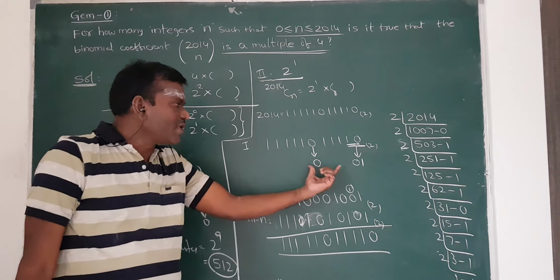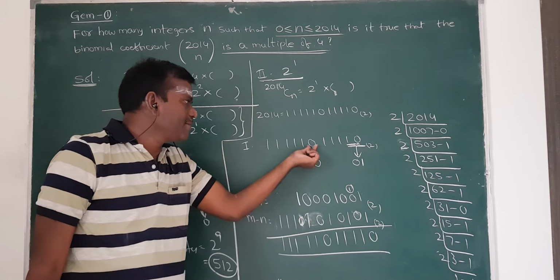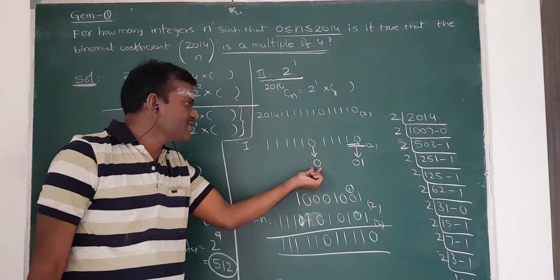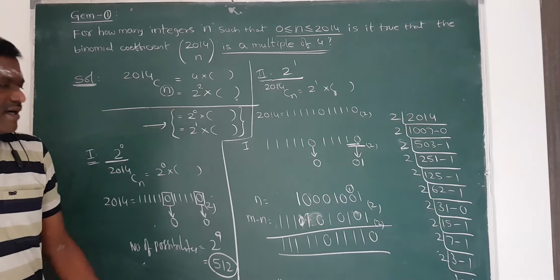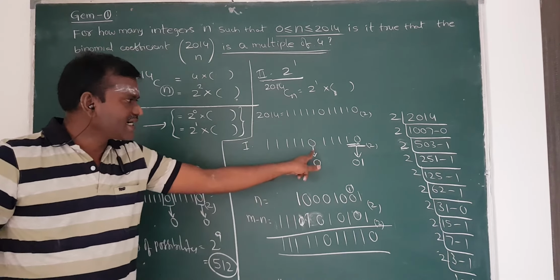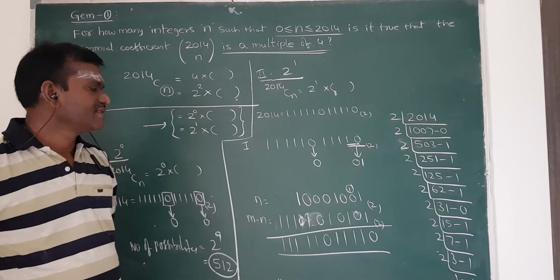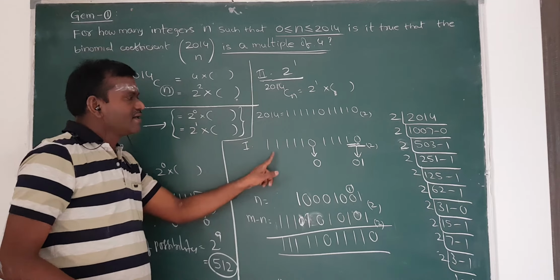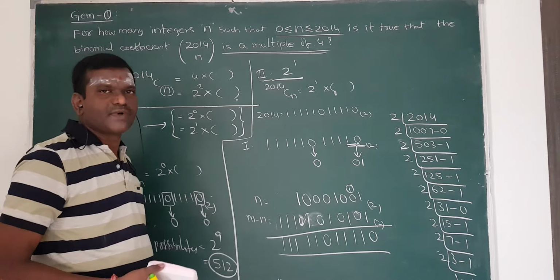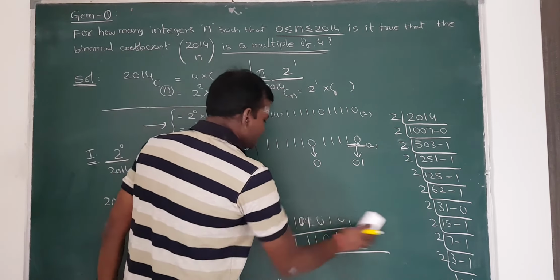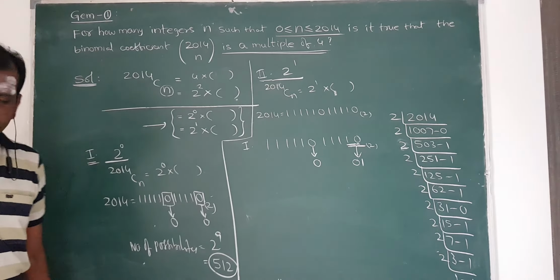So this is one possible case here. So in place of this one, keep 0 as usual. In place of 10, if you write 01, then for all values of that type of n, we will get the sum as 2014 in the binary system, and also only one carry is possible during the whole process. Similarly, another case is also possible.